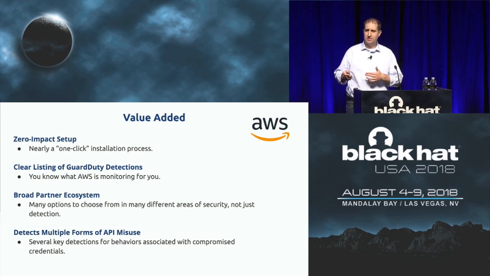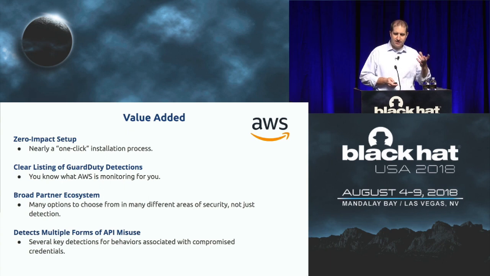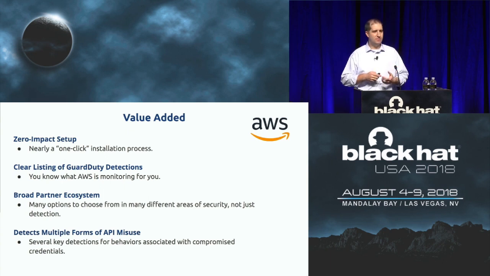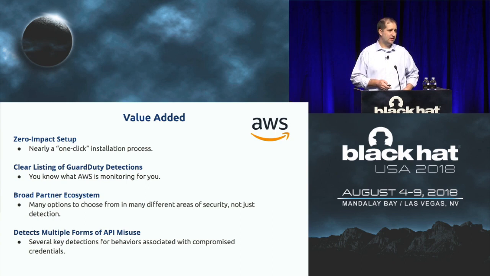And of course, because AWS is the largest, they have a broad ecosystem of partners. And I think they do the best, or a more clear, job on misuse of API keys. I think that's something AWS gets a bad rap for. That's where you see a lot of things in the news. But they do a lot of things to help detect that with GuardDuty.